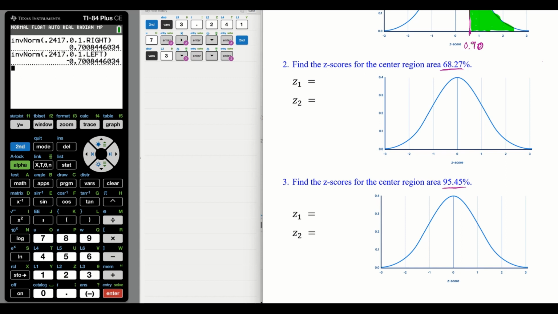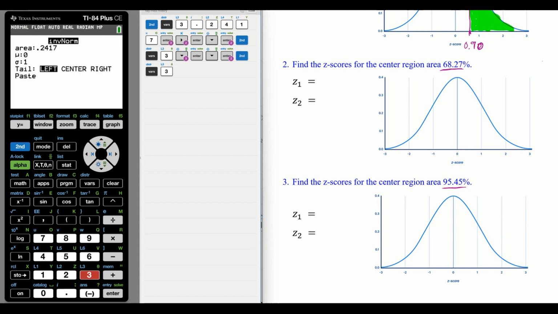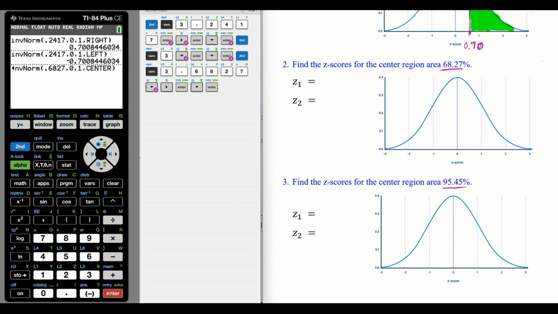So let's calculate that for ourselves. Okay, second vars. Okay, we need number 3. Okay, and we are doing the 68.27% first, that part first. Go down, and we want center for both of these. Remember, it won't enter again. You have to scroll down and then get it. Okay, let's take a keen look at what we have. You can see that we're absolutely forced into rounding for Z1, which is over here. I'm going to call that Z1. That is -1.